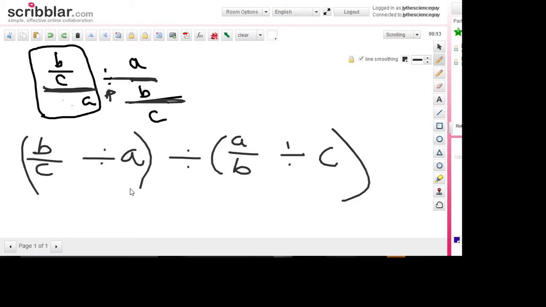Now the next thing you're going to do is do each one of the parentheses first. How can you simplify the first set of parentheses? I can multiply by the reciprocal. Right, so it would be B over C times 1 over A, and then put it all in one fraction. So you said this is B over C times 1 over A. How do you simplify that? Oh, so it would be B and then CA.